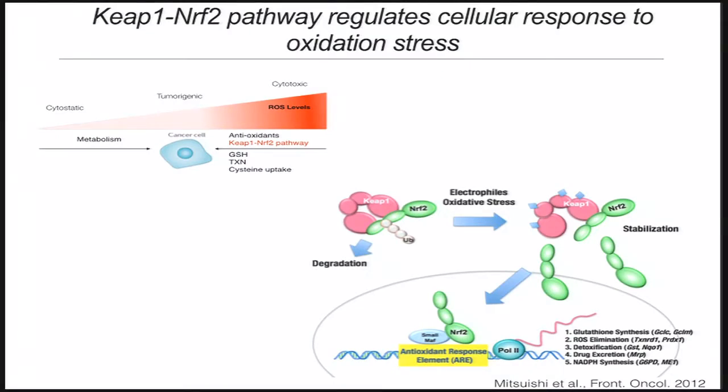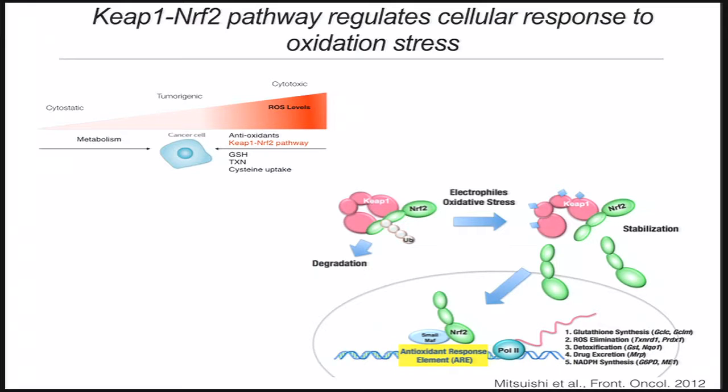NRF2 is kept in check by KEAP1, and when you get rid of KEAP1, you increase activity of NRF2 and the NRF2 pathway, and that allows cancer cells to deal with what is thought to be a naturally increasing level of reactive oxygen species. So NRF2 normally is kept in the cytoplasm by binding to KEAP1. When KEAP1 gets oxidized because of increased ROS, it releases NRF2. NRF2 then goes into the nucleus, transcribes those target genes, and that leads to increased detoxification.